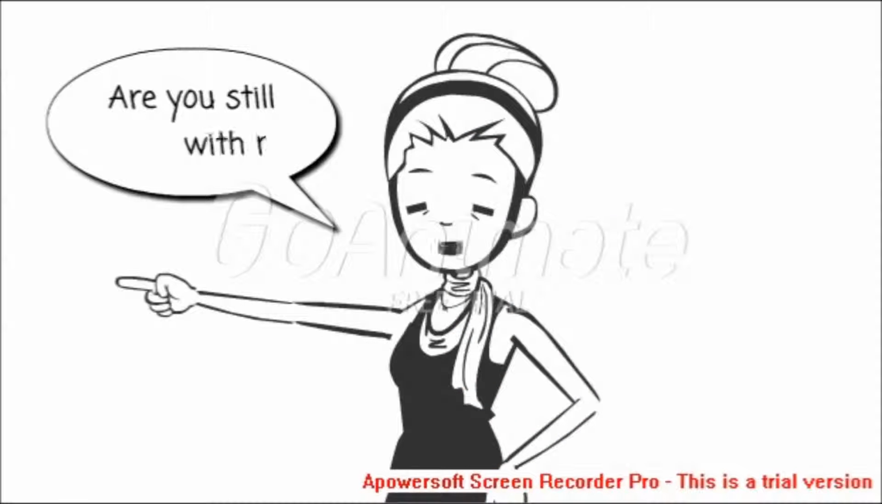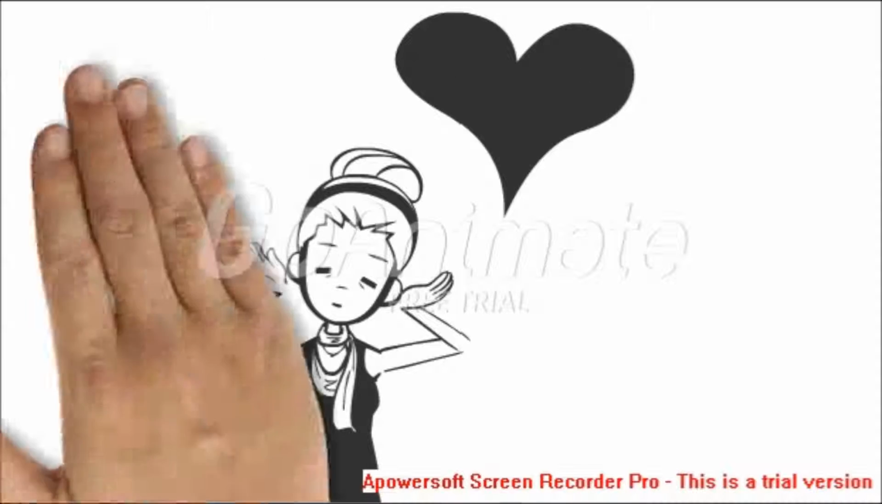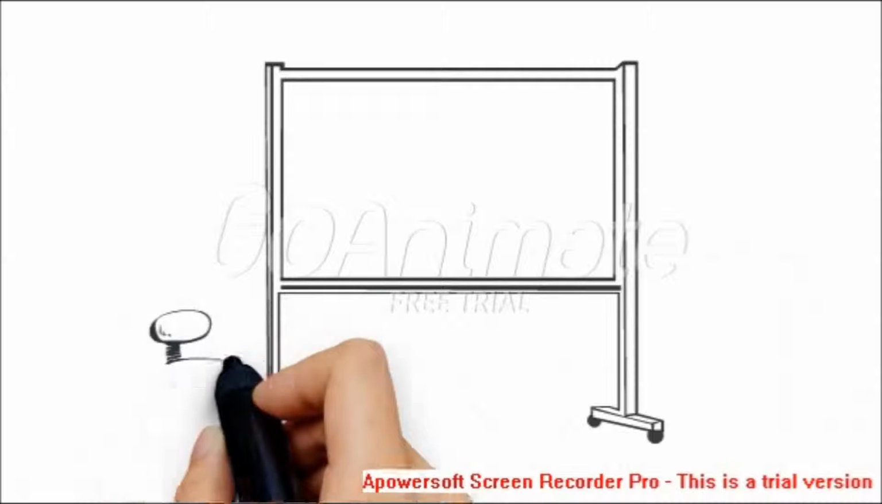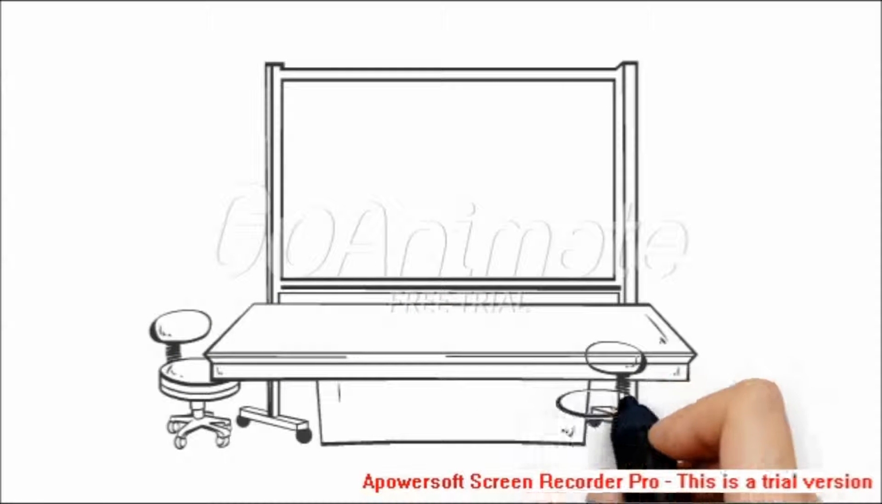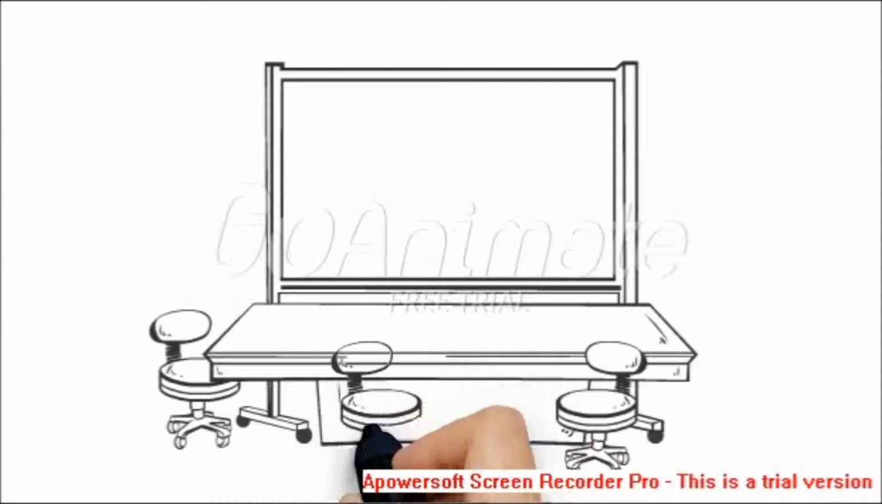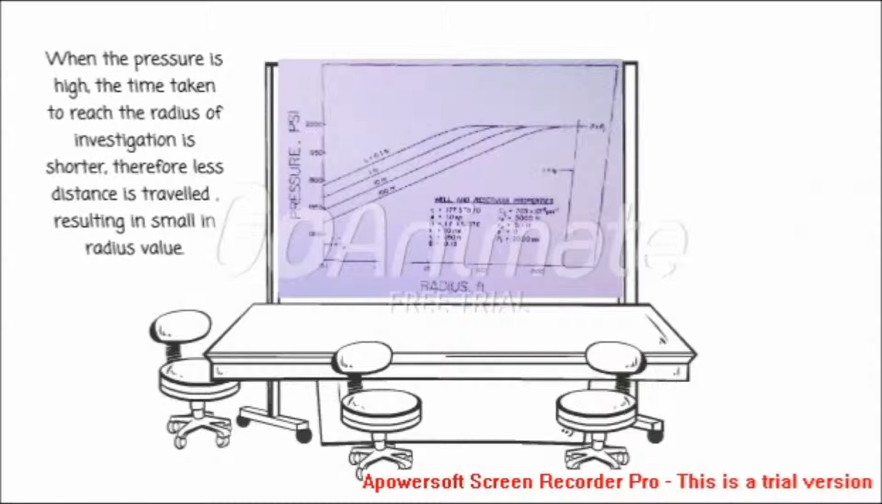Are you still with me? Hopefully the answer is yes. This graph is similar to the previous graph, but with different pressure readings this time. When the pressure is high, the time taken to reach the radius of investigation is shorter, therefore less distance is traveled, resulting in a small radius value.